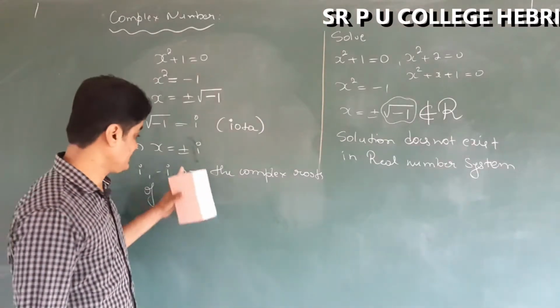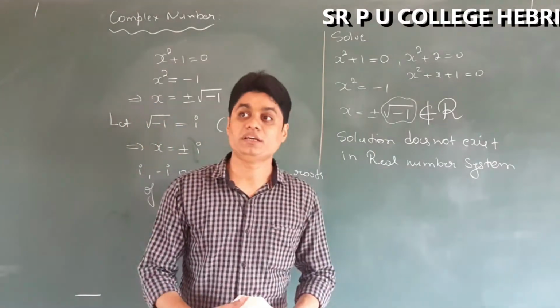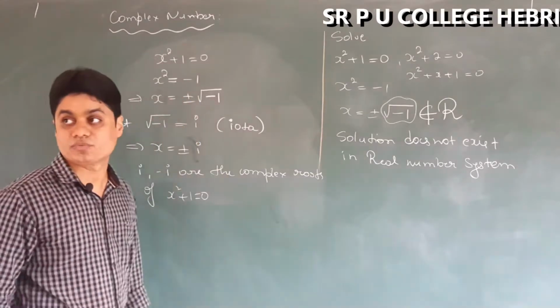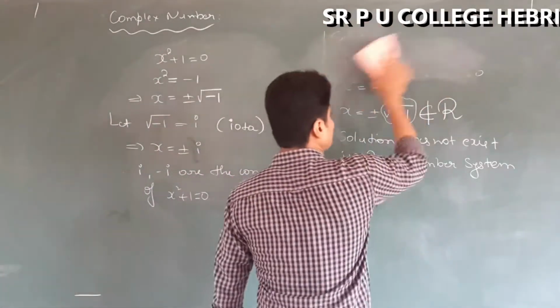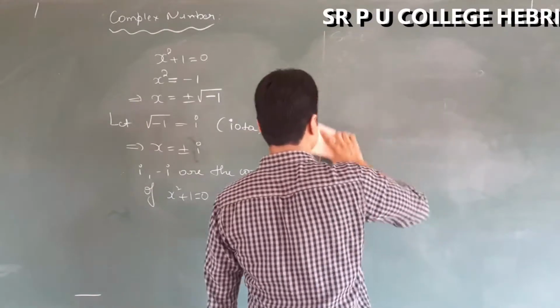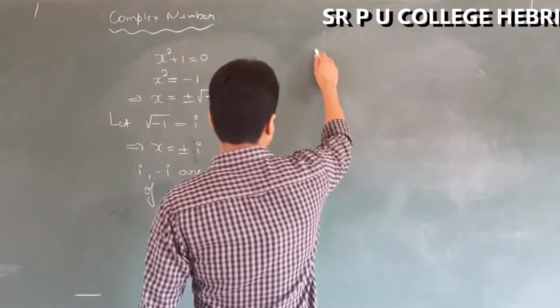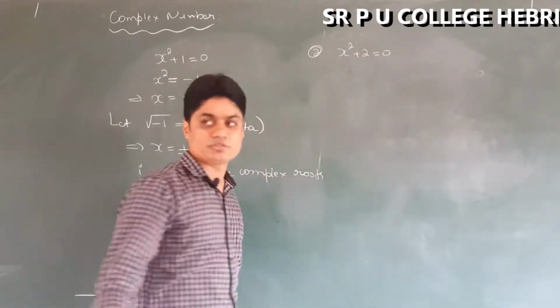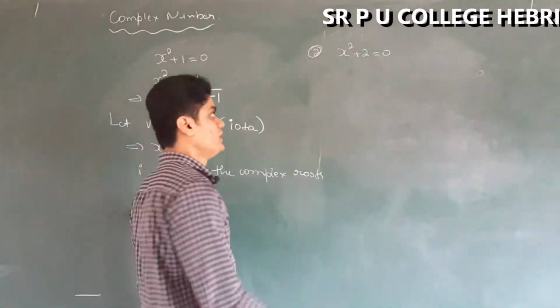Now because of this number I, root of minus 1, you are able to solve equations of this kind: x square plus 1, x square plus 2, x square plus 3, anything. You can solve them. Let me take one more example. Suppose you want to solve x square plus 2 is equal to 0. How will you try this?